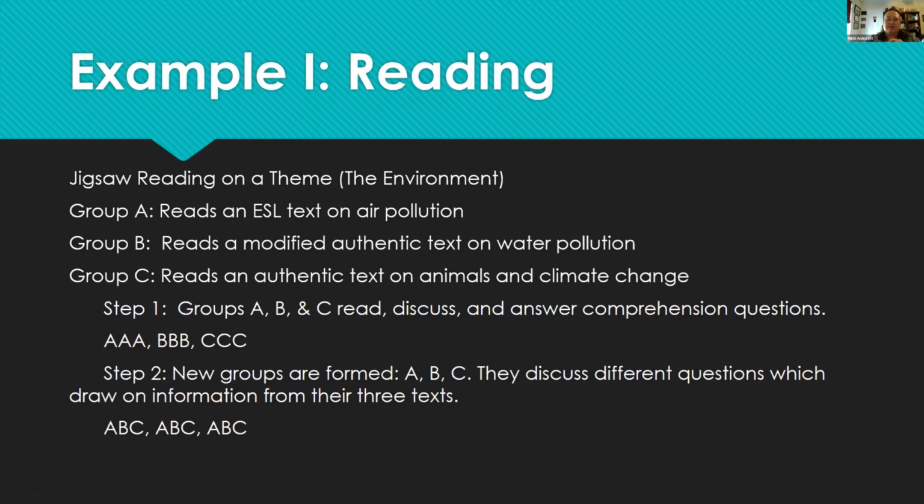multi-reading groups. So new groups are formed with one person from each of those other groups, one person who has read each of the other texts. So that's going to look like groups ABC, ABC, ABC. At this point, they have different pieces of information. They've read different texts, and then they can get together in these new groups and discuss a different question that will draw on their knowledge of reading these different texts. So this is one way to differentiate for reading that also involves a lot of discussion and interaction with classmates.